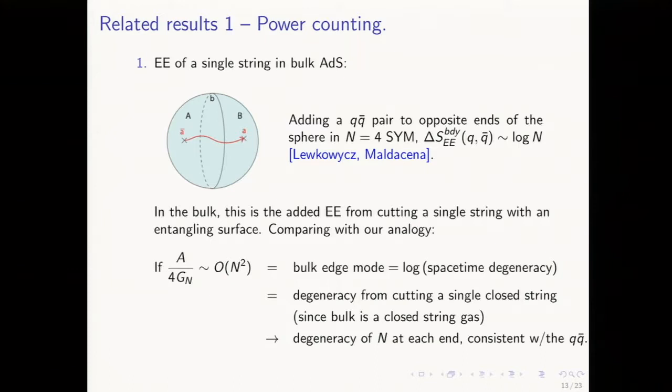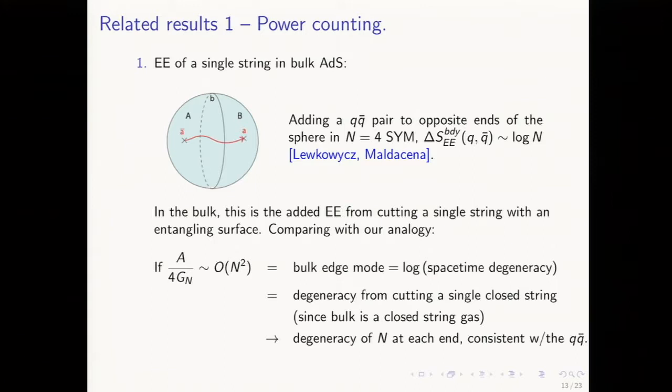But then we can try to interpret this calculation in the bulk in AdS/CFT. So in the bulk, this is like the added entanglement entropy you get from cutting a bulk string that ends on this pair with an entangling surface. From this point of view, it's a challenge to explain why this should come with a degeneracy of N. This is like a worldsheet edge mode, if you like, or a Lorentzian version of the Susskind-Uglum computation from the 90s. And I don't know how to give you such an interpretation, but it is interesting to compare the power counting of this mysterious factor of N with the analogy that I had on the previous slide.